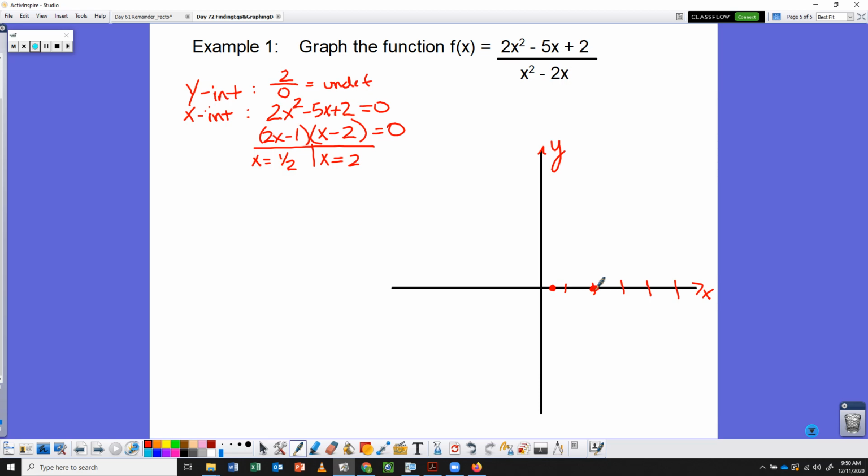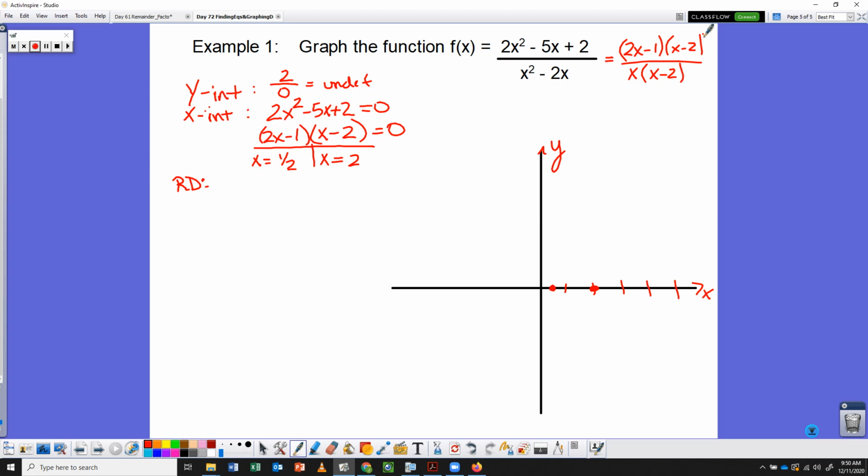Okay, so the next thing we want to do is see if there's any removable discontinuities. So we've already factored the top part. We realized that this factors into 2x minus 1, and then there was another factor of x minus 2. And if I factor the bottom part of this fraction, we get x times x minus 2.